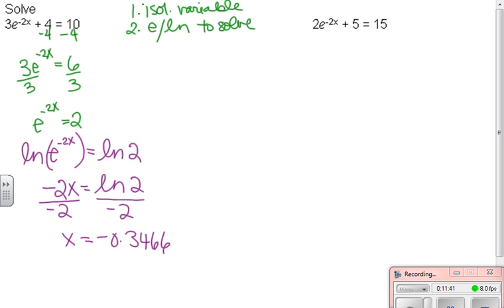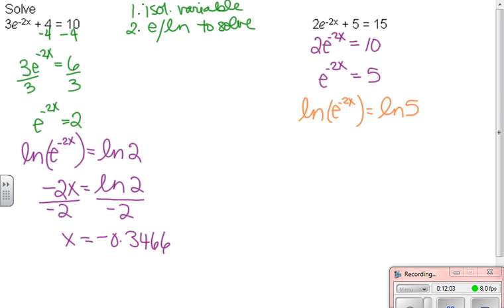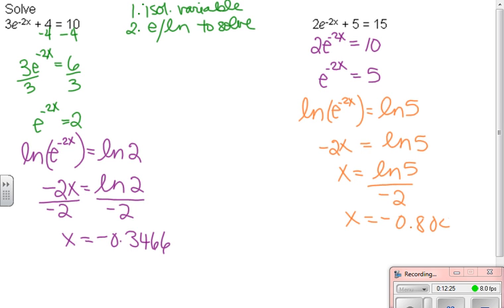So if I look at this next problem, very similar. I'm going to subtract 5 from both sides, divide by 2. Now to undo e, I'm going to take the natural log of both sides, because I'm going to do the opposite operation of the natural number e by taking the log. That's going to give me negative 2x is equal to the natural log of 5. Divide both sides by negative 2. Go to your calculator, and you end up with negative 0.8047. Go ahead and tune into part 2 for the last 2 examples.